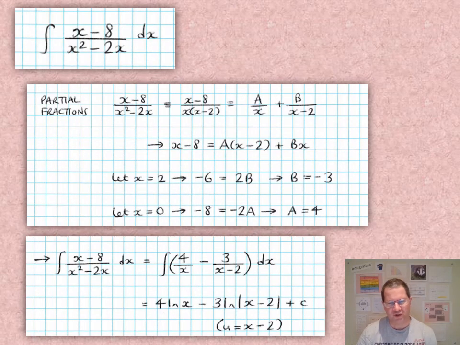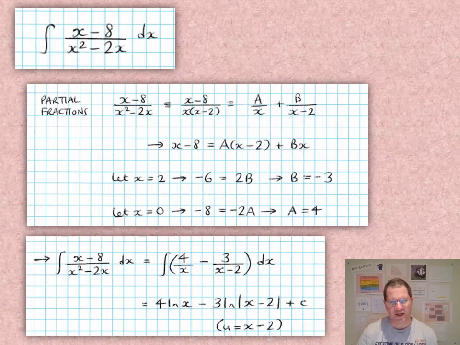Partial fractions is often treated separately, but it is just an example of integration by substitution once you've done your partial fractions. So here we've got the integral of (x minus 8) over (x squared minus 2x) dx. The first thing we want to do is to write them as partial fractions. So that means factorising the denominator as x(x minus 2), and that means our fractions are going to be a over x and b over x minus 2.